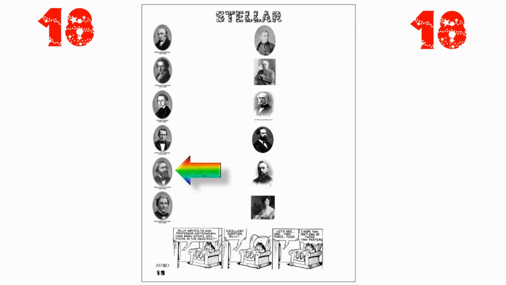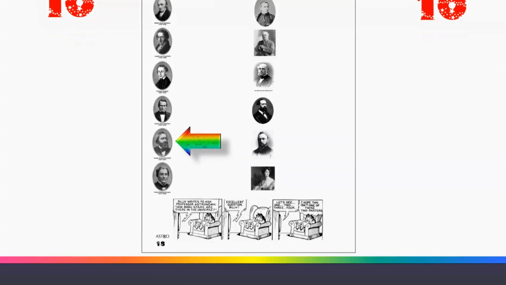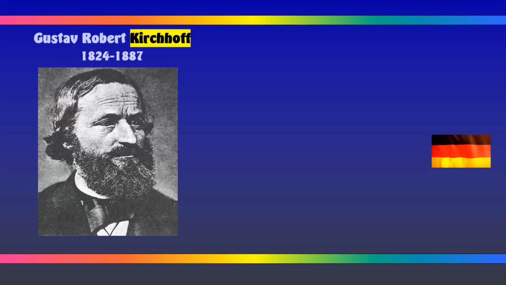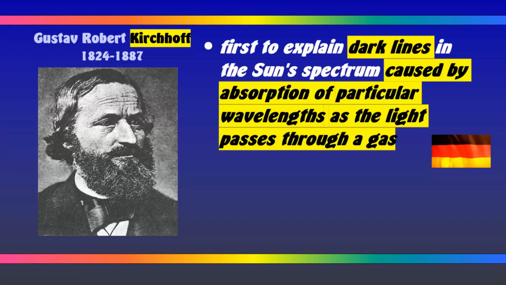We have Kirchhoff, Gustav Kirchhoff, and he is a fellow German scientist of Fraunhofer. And what you want to jot down for Kirchhoff is how he started to get a little bit more specific in realizing the cause of these spectral lines. The dark lines are caused by absorption of particular wavelengths as the light passes through a gas. So that's what you want to jot down.